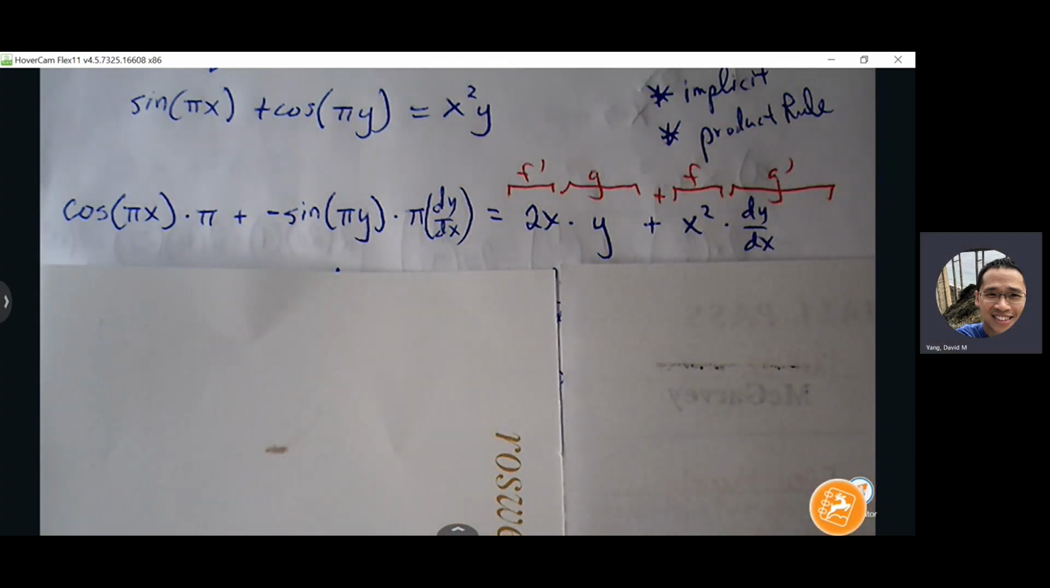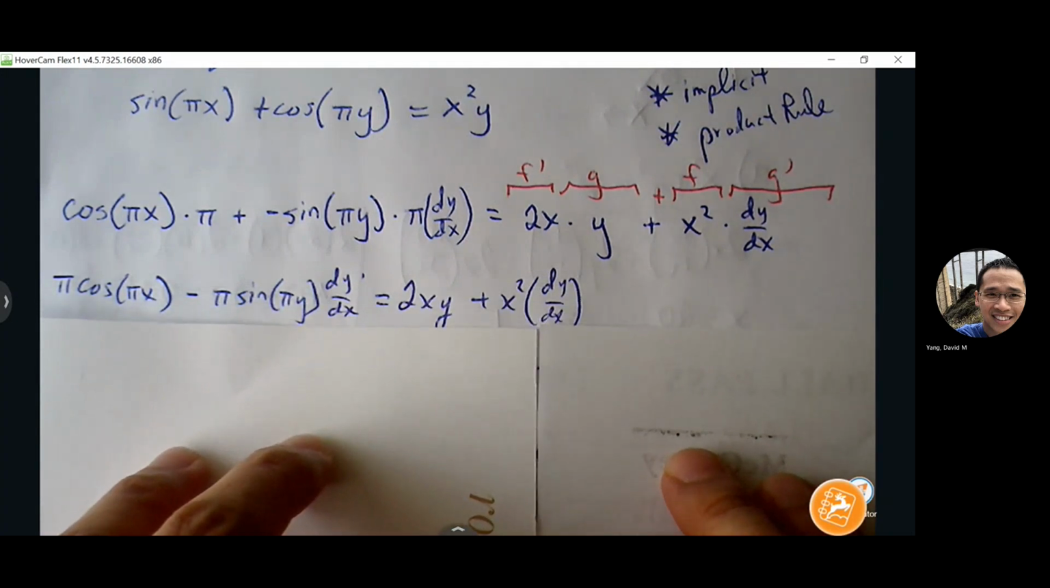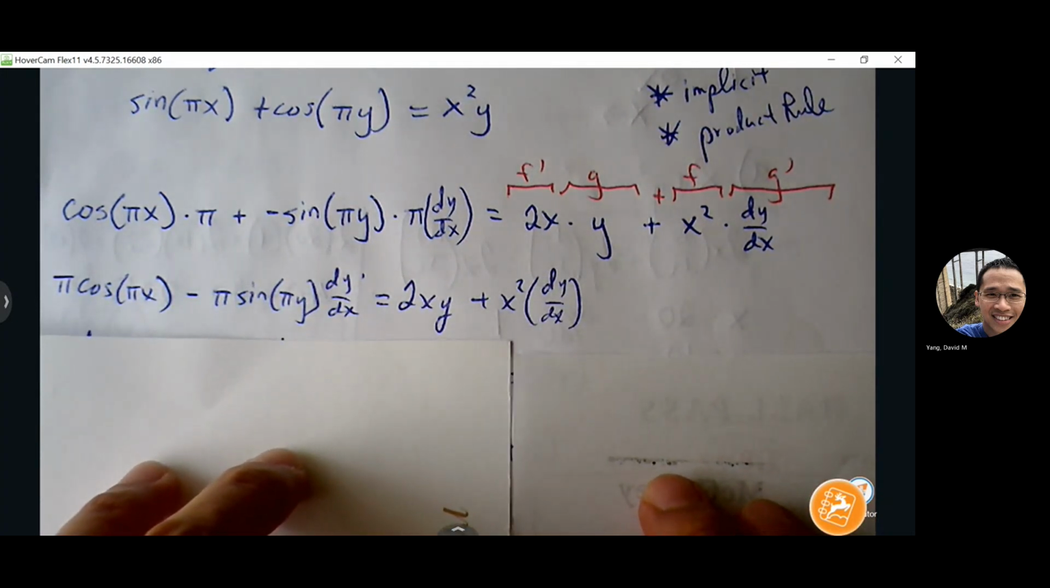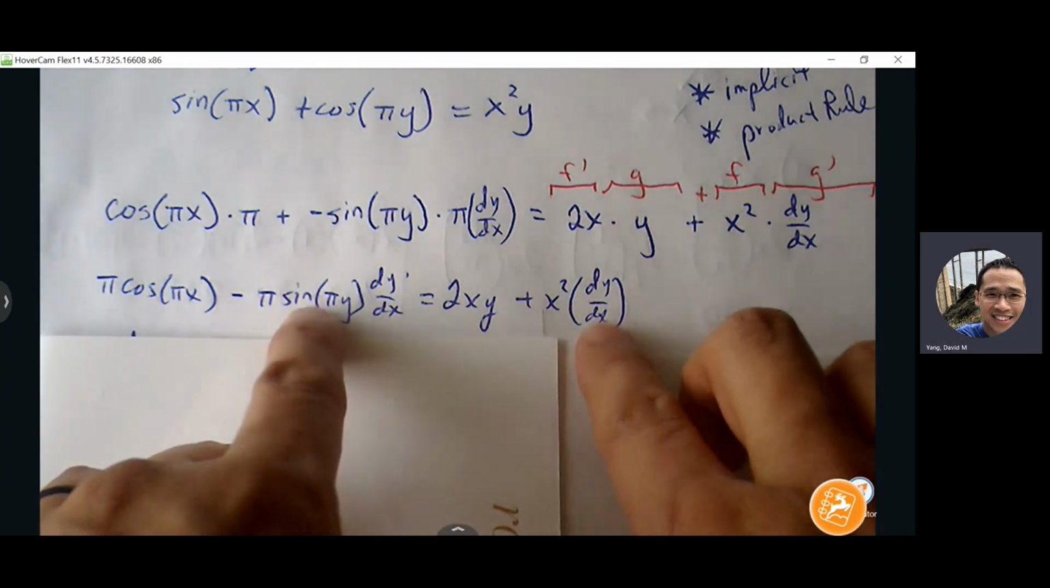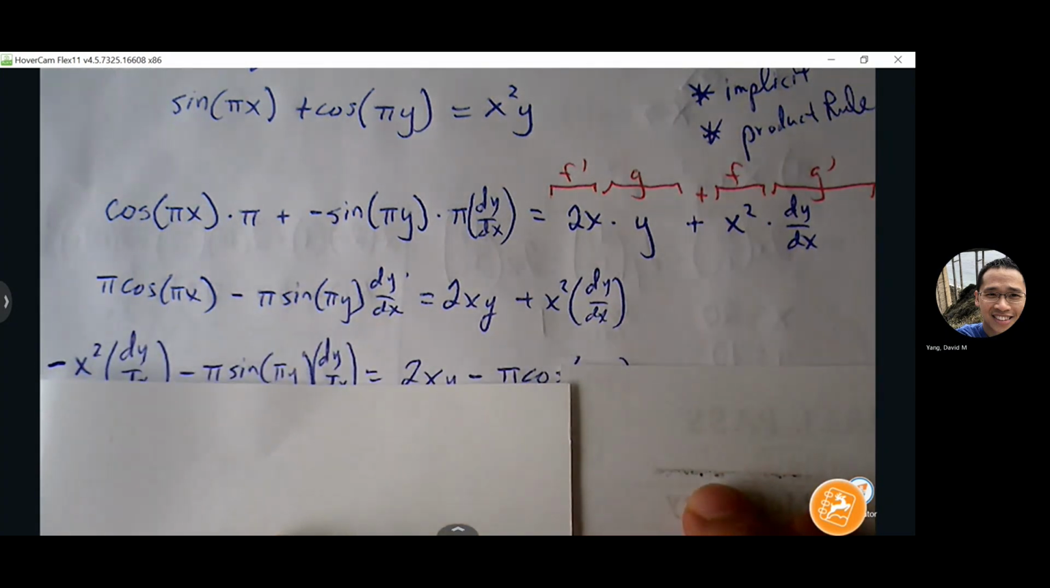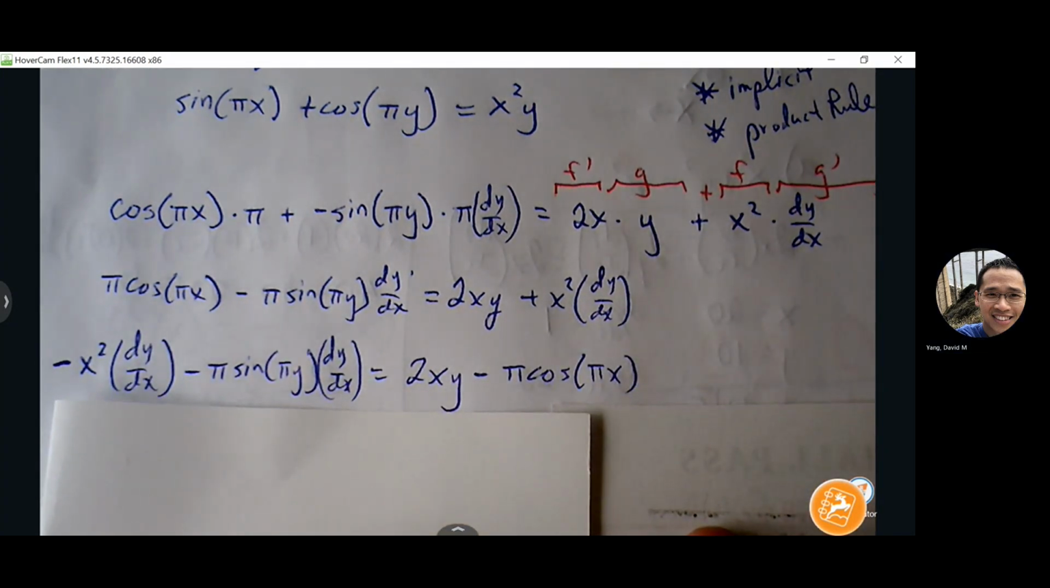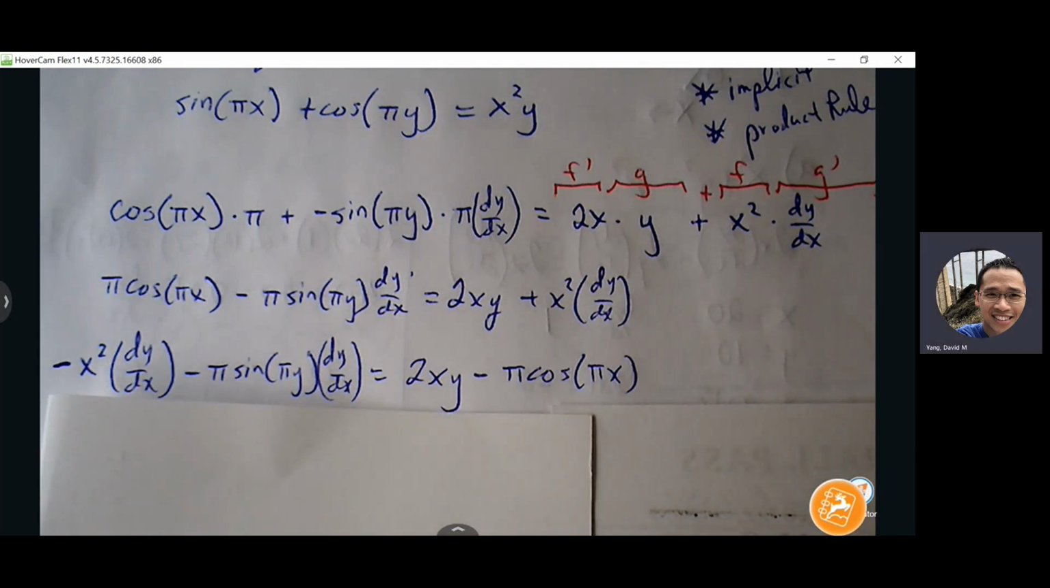Okay, so now we're just trying to push things together a bit. We're going to move things around, right? There are four terms that we have there. We want to put the two terms that have dy dx on the left. The non-dy dx terms we're going to put on the right. So these two terms I want on the left side. So I'll subtract the x squared dy dx over. And also I'll move the pi cosine pi x to the right side.